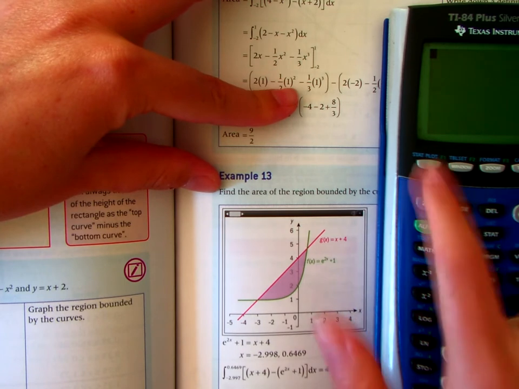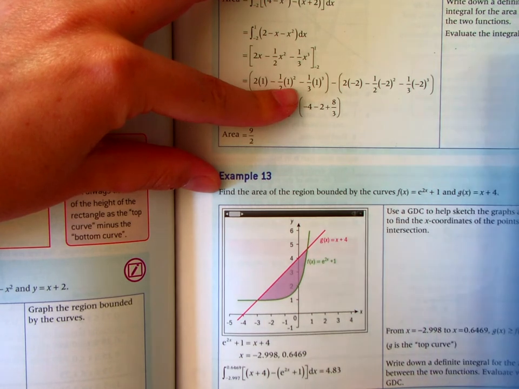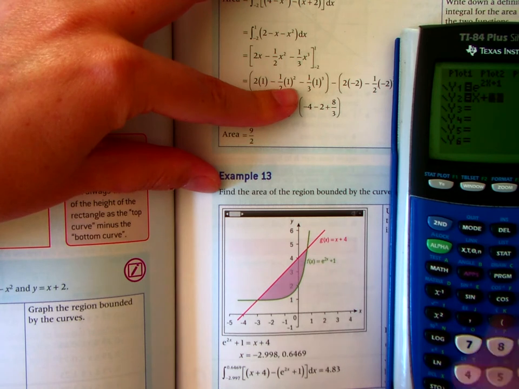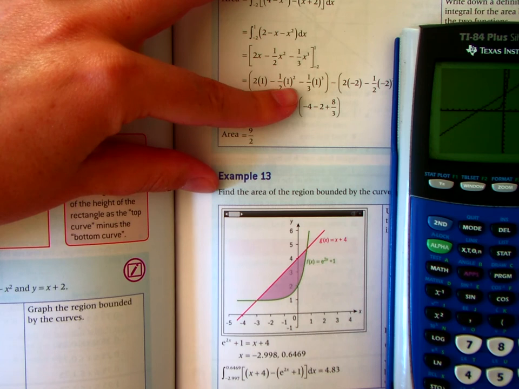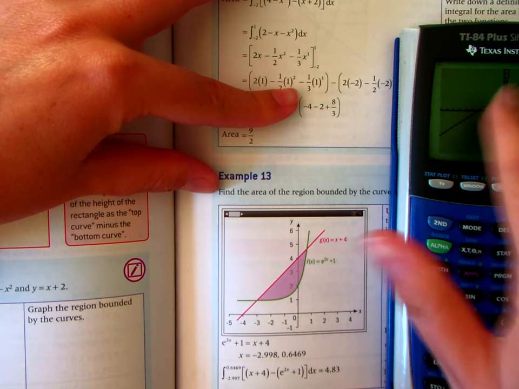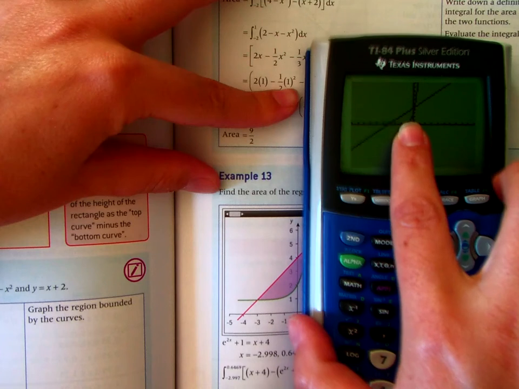Let me just show you what I mean. So e to the 2x plus 1, and our linear function was x plus 4. Okay, let me reset my window. Again, you're looking for what's on top and what's on bottom. Now I see my top function and I see my bottom function. Oh, duh, you guys can't see that. My bad.